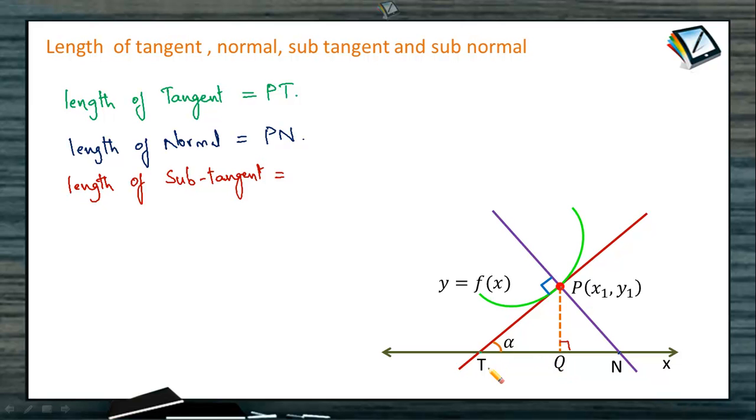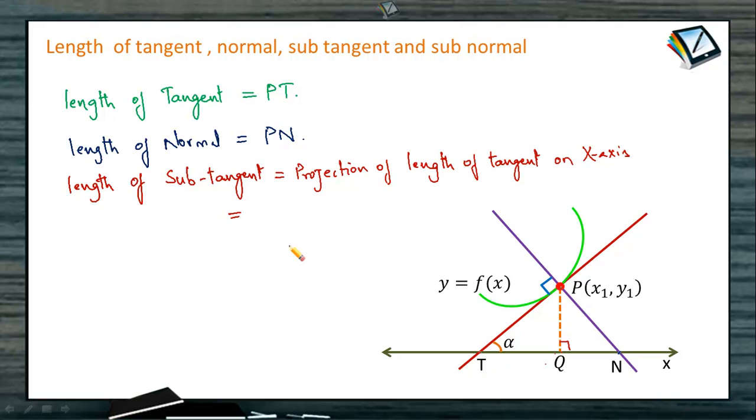Now look at the segment TQ. This TQ is the distance between the point of intersection of the tangent and the foot of the perpendicular from P on the line. So in other words, shall I say this TQ is the projection of PT on the x-axis, isn't it? The length TQ is the projection of the length of the tangent on the x-axis. Now, what is the projection of a line on another line? Drop perpendiculars from both the ends on the x-axis, and the distance between them.